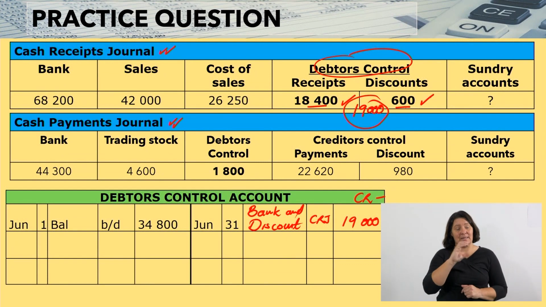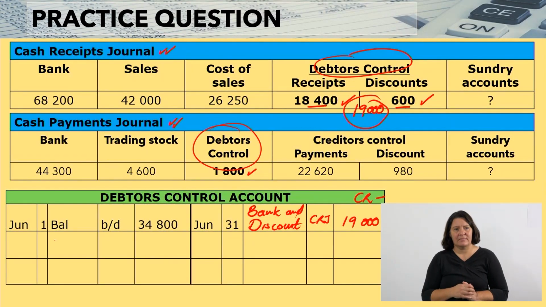Let's go to the next journal, which is the cash payments journal. And you find in the cash payments journal, you have an amount, 1,800, and it says debtors control. That means we have received payment from some debtors, and those debtors have paid us more than what they were supposed to have paid us. Now, we will refund them, and this amount is not a small amount, it is a big amount. Therefore, it is recorded in the CPJ.